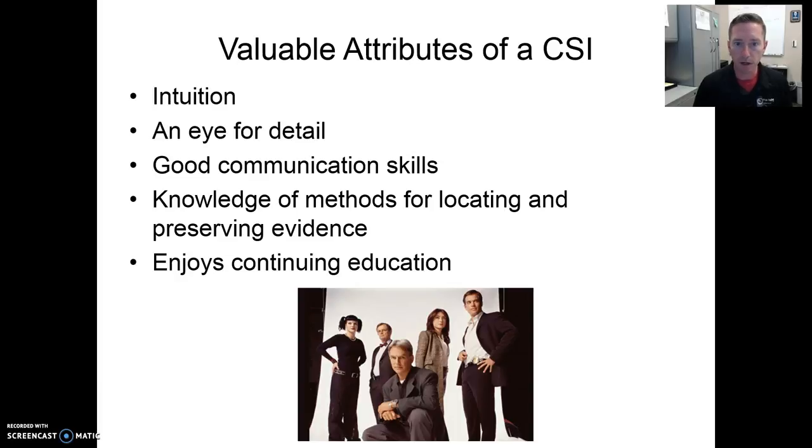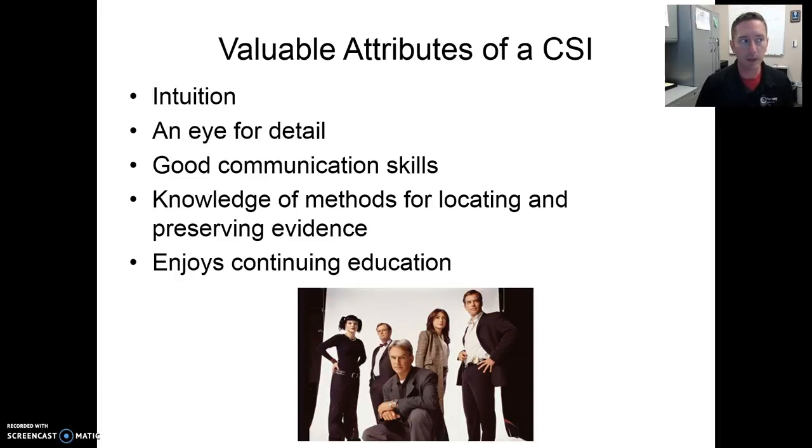We need to know how to locate evidence. We need to know how to preserve that evidence, and we need to keep up on this, because I can tell you when I started, not a lot of people had computers, and there was no such thing as smartphones. We had cell phones, but not smartphones. And so now that everybody has computers and everybody has a smartphone, how we collect evidence has changed for some of those electronic devices, and you got to keep up on these things. So continuing education becomes very important.